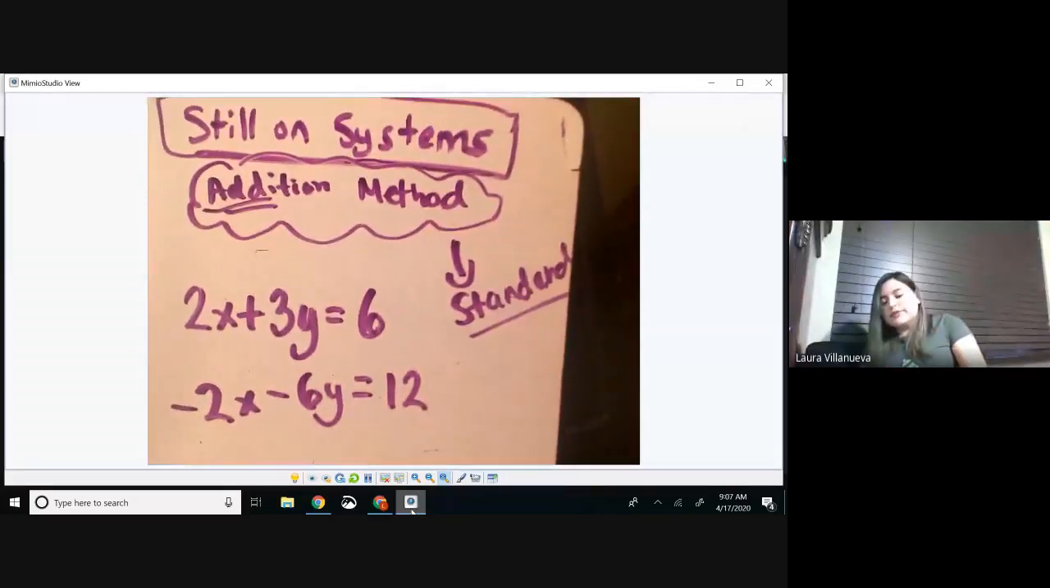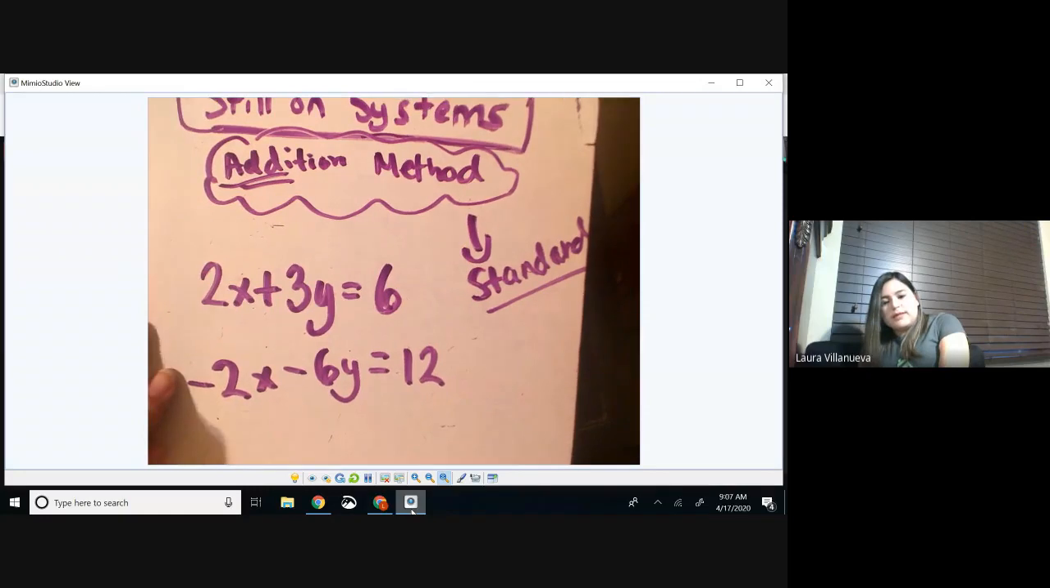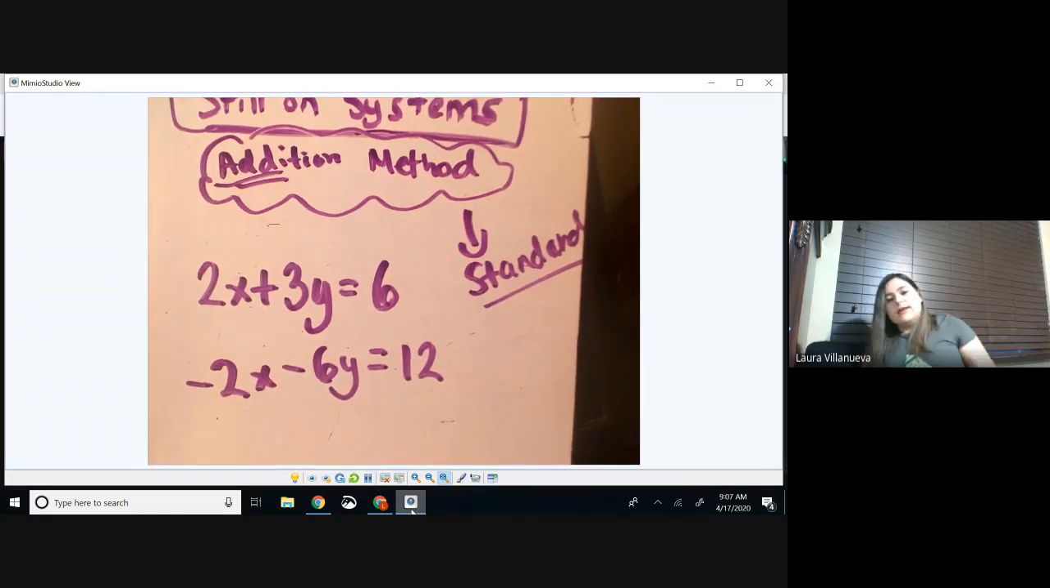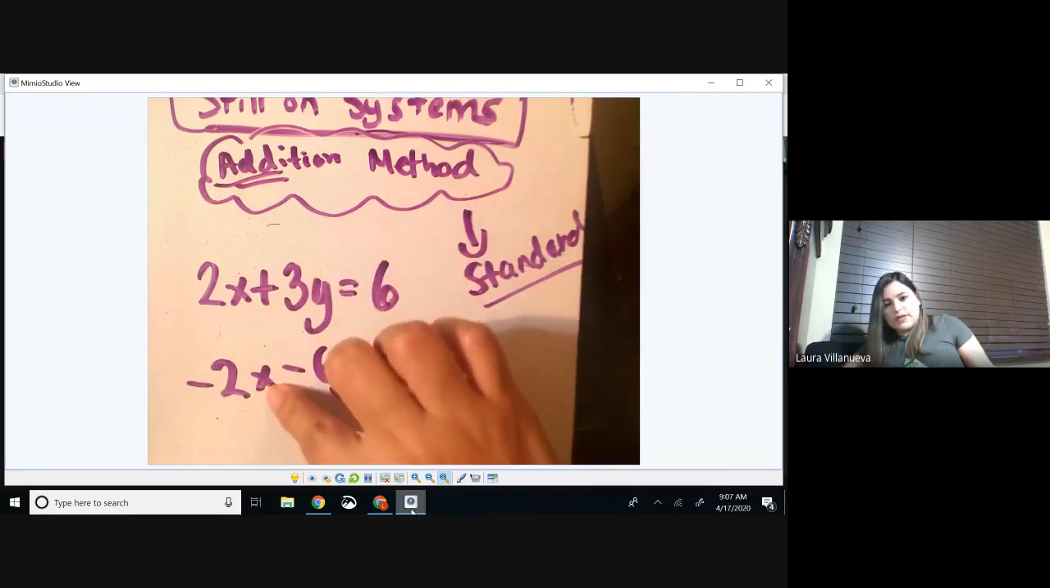Something like this. It's still a system, but now it's in standard form, right? So I'm going to give you this equation, 2x plus 3y equals 6, and negative 2x minus 6y equals 12. Now, if you notice here, you have a 2x and you have a negative 2x.